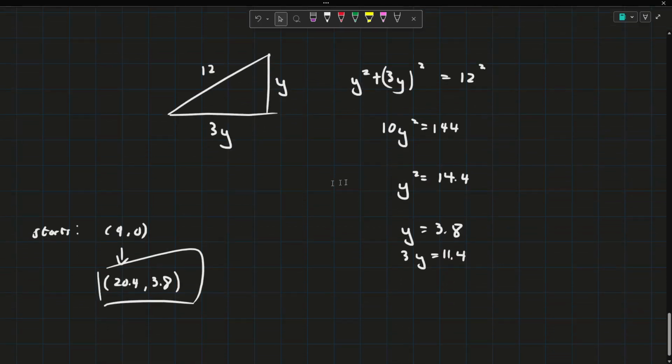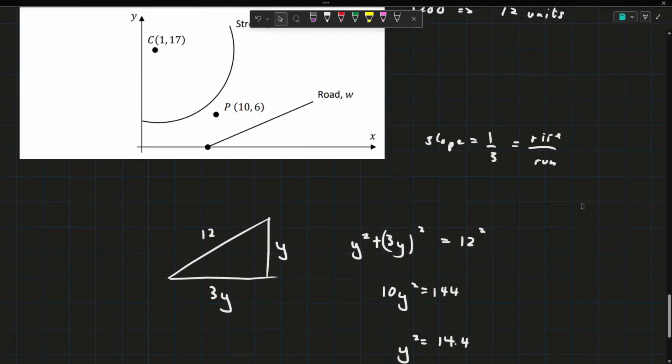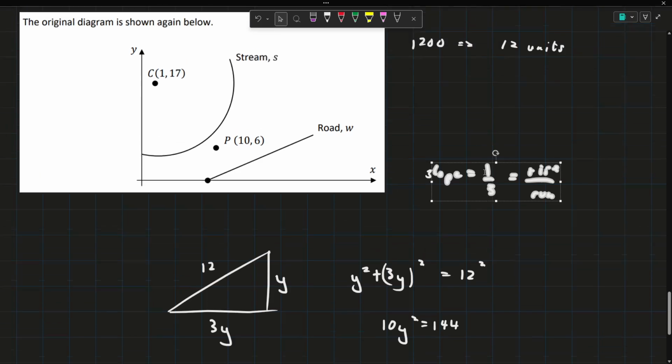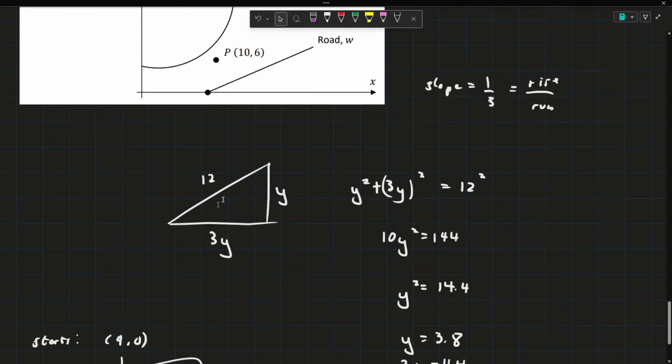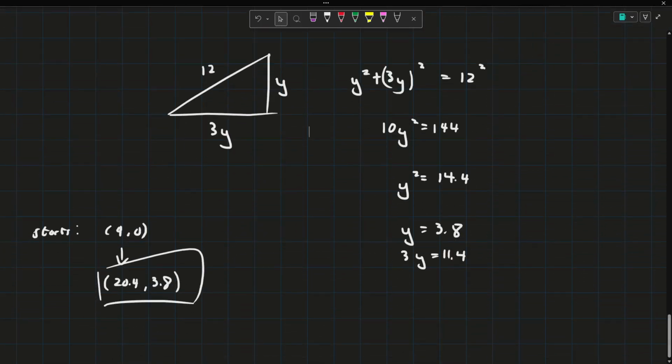The other thing you could have done is you could have said that a third is the slope, and then the slope is basically like the tan of the angle. So you'd be able to do the tan inverse of a third and figure out what the angle is. And then if you know the hypotenuse and you know an angle, you can use sine and cos to figure out what the two sides are. So that's another way of doing it. That might be easier.